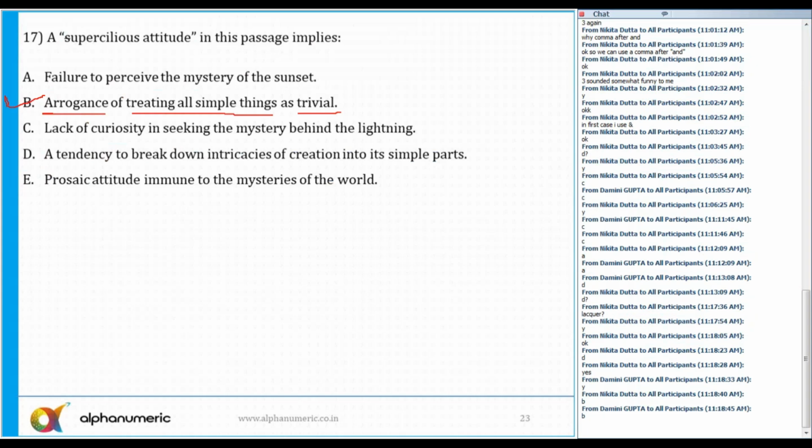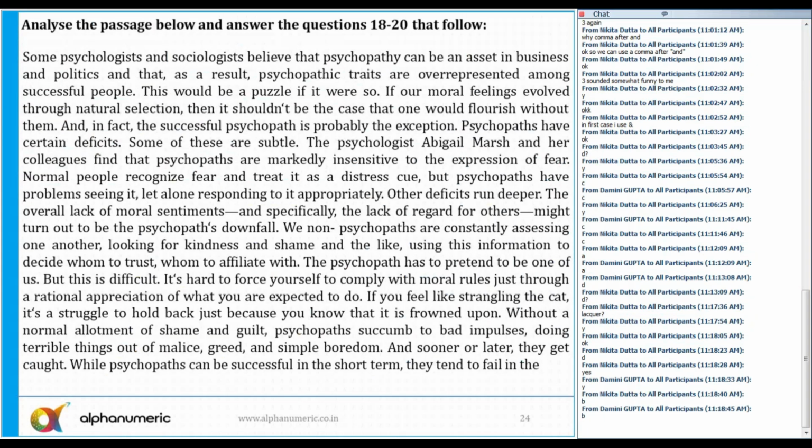Okay. Now coming to questions 18 to 20, which are based on this passage. He tells you that there are some psychologists and sociologists who believe that psychopathy can be an asset in business and politics. But the author says that no, this is not true.